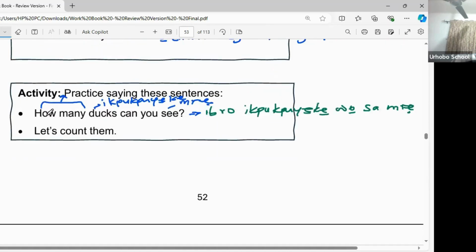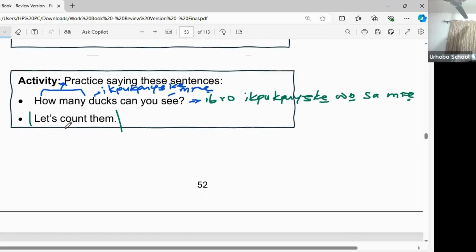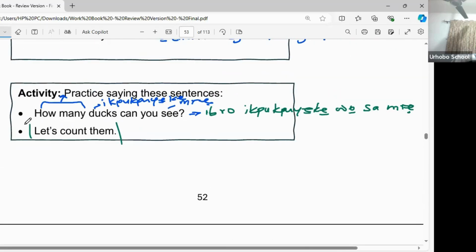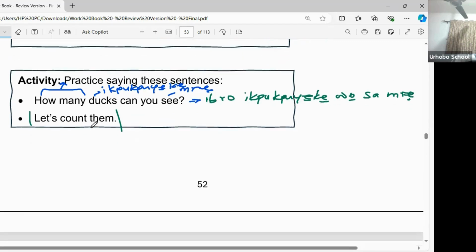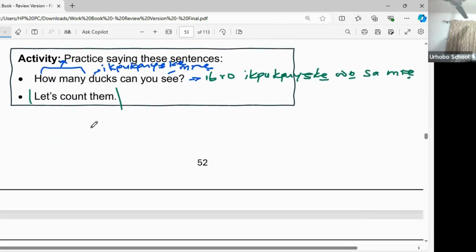So I will leave you to do this one. Let's count them. What I mean is that you try to get them. You can ask people, you can ask other Urhobo people to help you. And then it will make you remember. In our last class, we did talk about them.